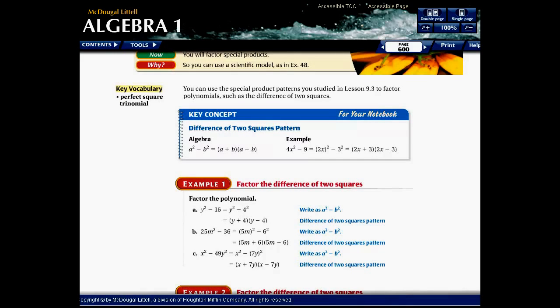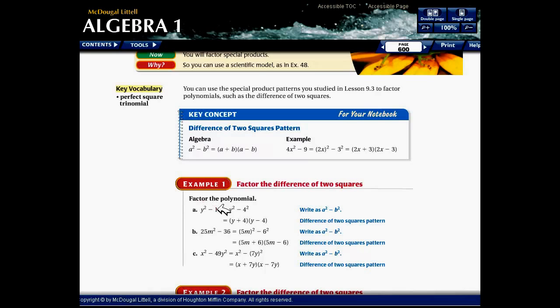So the first one, difference of two squares. First of all, let's review just a little bit. What is a square? The square of 8 is 64. The square of 9 is 81. Those are perfect squares because they have square roots that are whole numbers, integers. So that's what a perfect square is. Now that we've got that out of the way, let's talk about this.